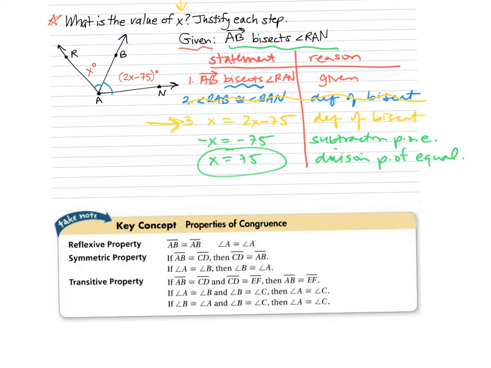Symmetric, again, if you just switch the sides, but with a congruent symbol instead of equals, it's the symmetric property of congruence. And then the transitive property, same thing with the congruent symbol. If A is congruent to B and B is congruent to C, the B's link, and A is congruent to C. That's the transitive property of congruence.